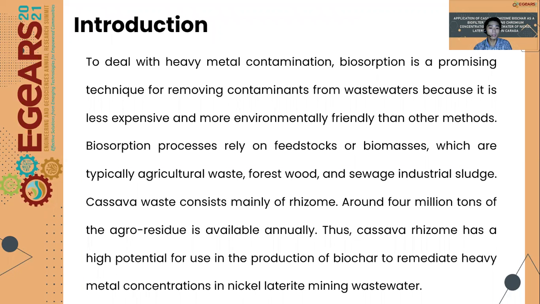To deal with heavy metal contamination, biosorption is a promising technique for removing contaminants from wastewaters because it is less expensive and more environmentally friendly than other methods. Biosorption processes rely on feedstocks or biomasses, which are typically agricultural waste, forest wood, and sewage industrial sludge. Cassava waste consists mainly of rhizome, and around 4 million tons of the agri residue is available annually. Thus, cassava rhizome has a high potential for use in the production of biochar to remediate heavy metal concentrations in nickel laterite mining wastewater.